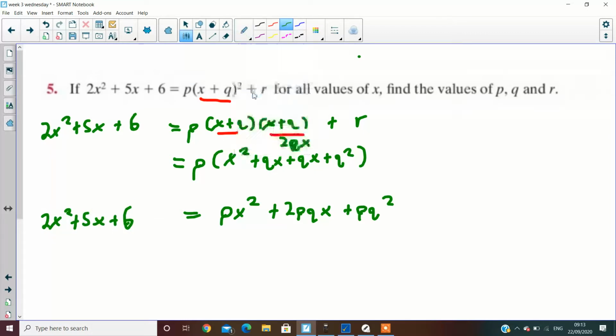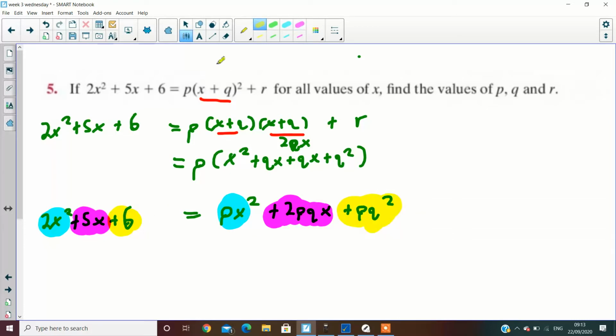So essentially the x squareds are balanced, so that one is the same as that one. Then we have the 5x there, that's the same as the 2pqx. And then finally the 6 is the same as pq squared.